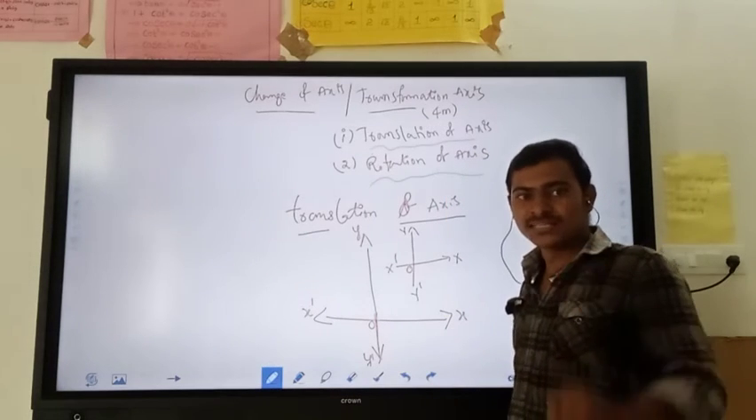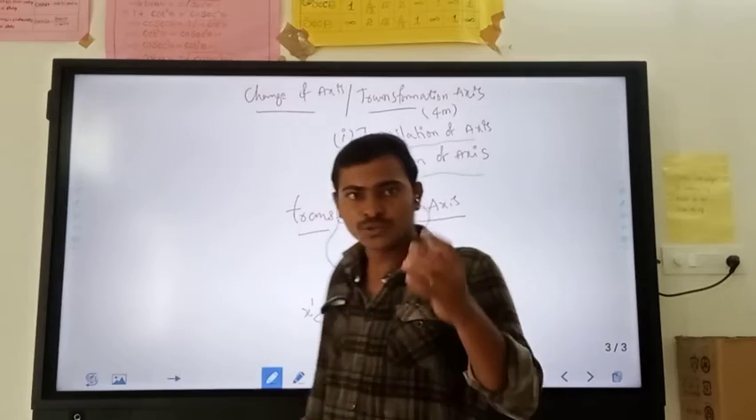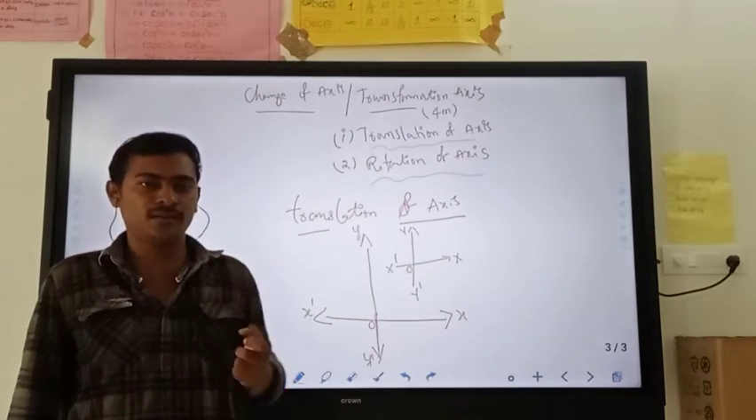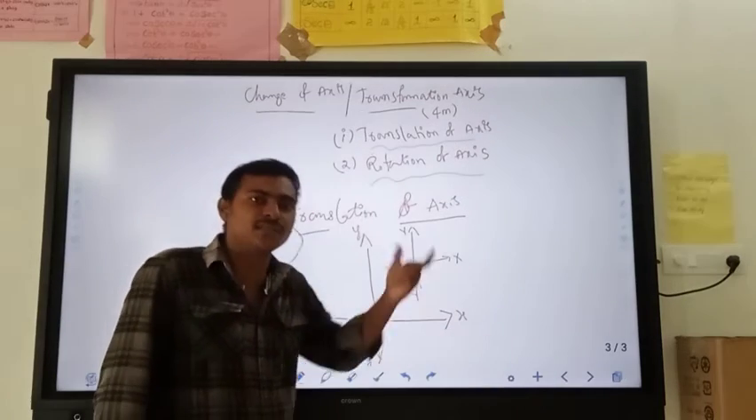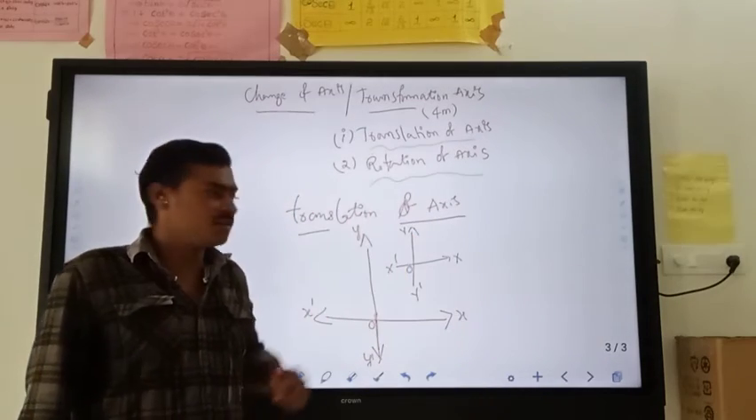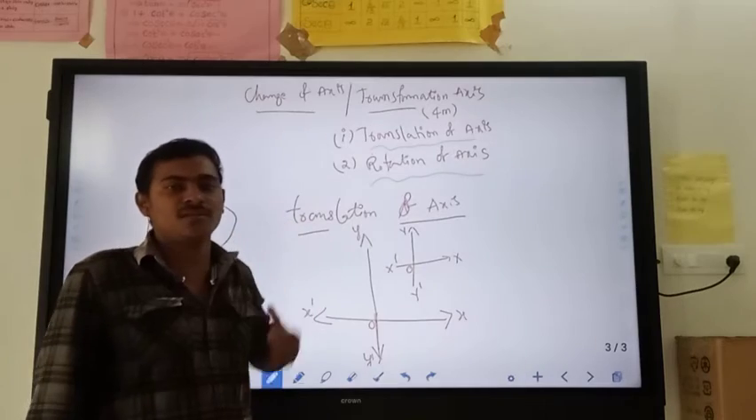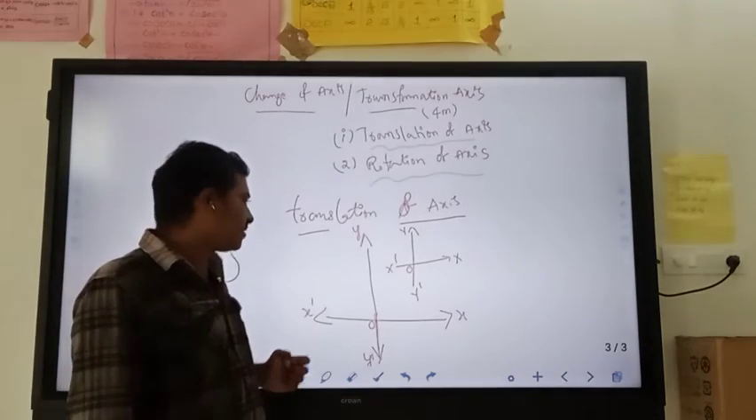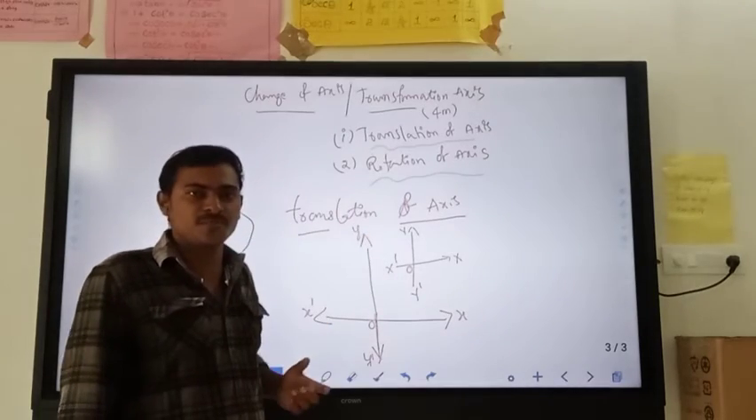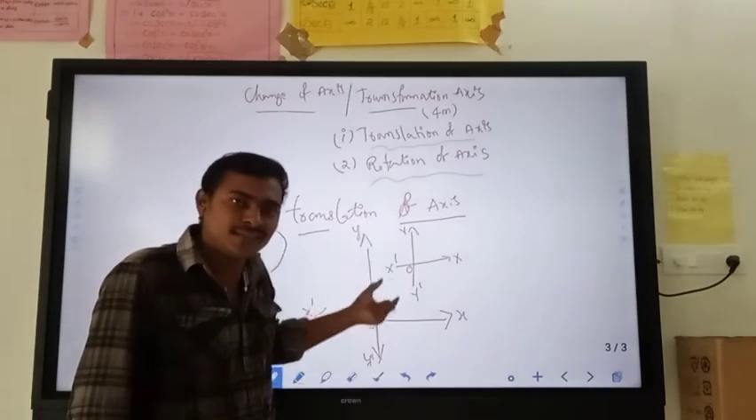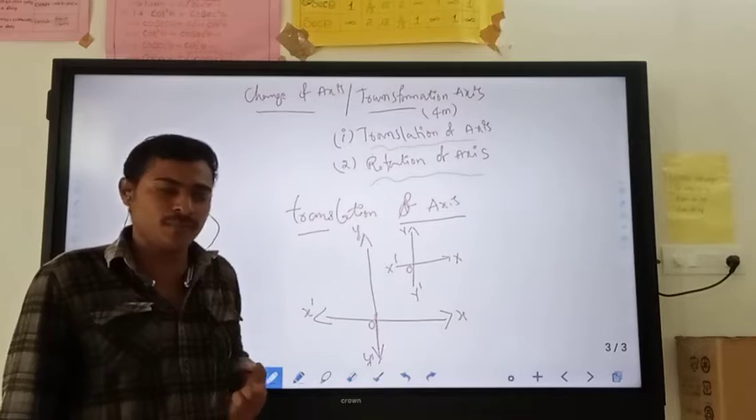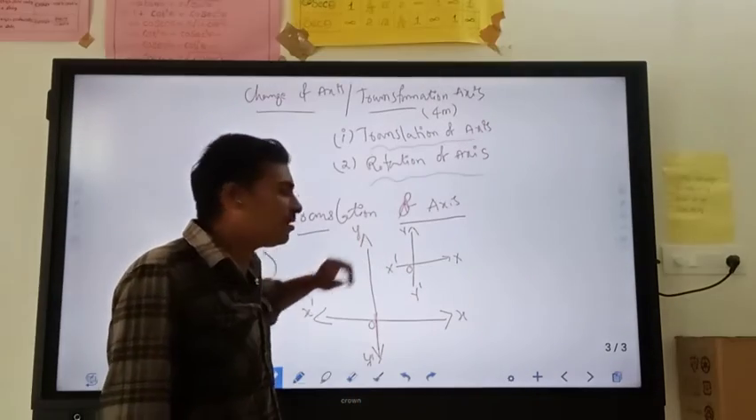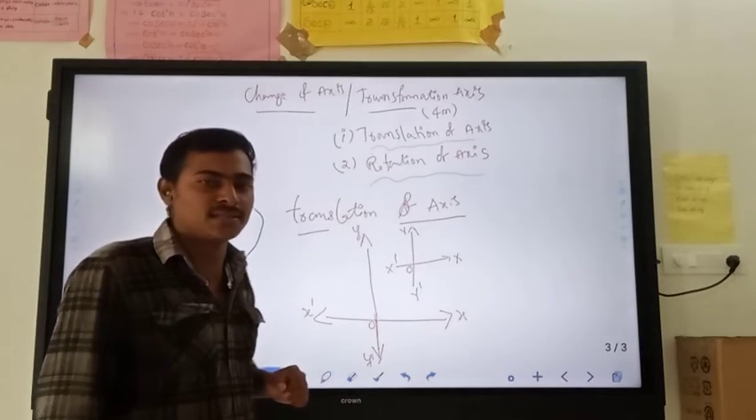So what does translation of axis mean? Moving the origin from one place to another place without changing the axes is called translation of axis. Once again I am repeating: moving the origin from one place to another place without changing the axes is called translation of axis.